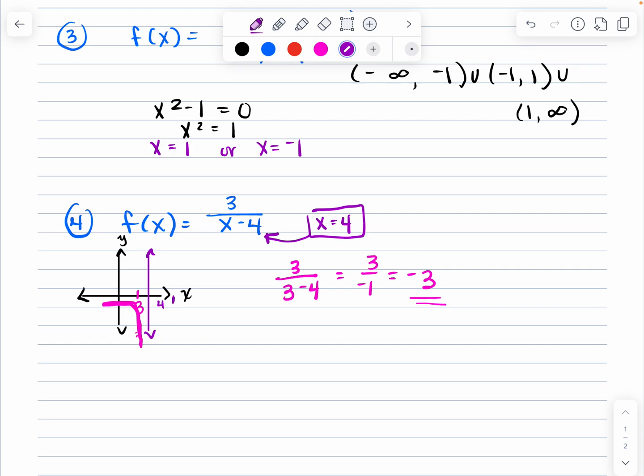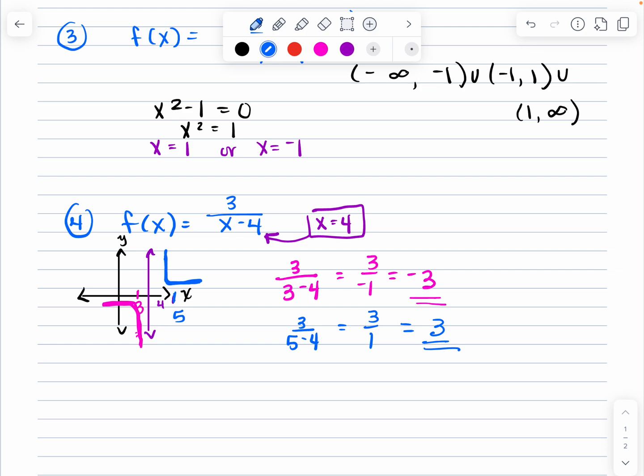I'm going to use 5, in a different color. So 5 would be on this side of 4. Again, we want to figure out, is it on the top or the bottom of the x-axis? If I did 3 over 5 minus 4, that just gives me 3 over positive 1, which is positive 3. Since it's a positive number, we know this side of the graph is going to be up here somewhere. My lovely picture. So basically, that's what my graph looks like.